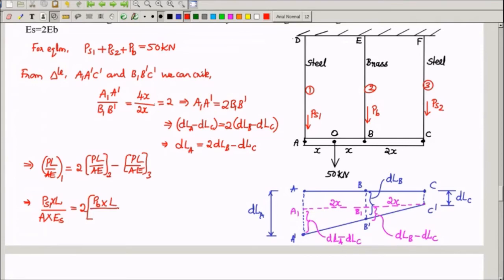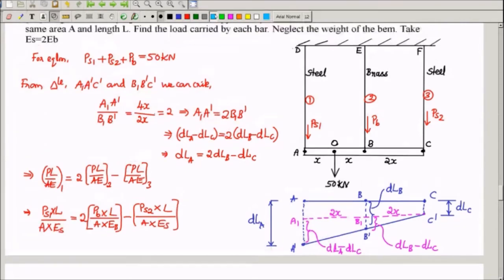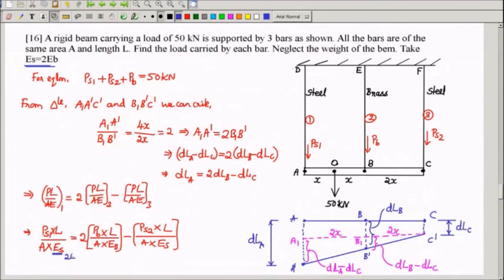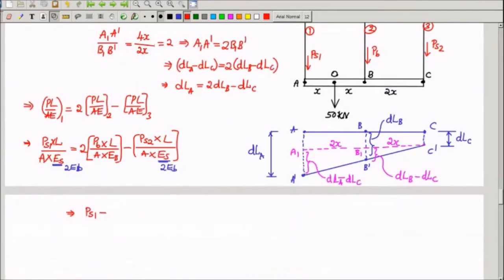Length is L divided by area A into Young's modulus E_B, minus the third portion P_S2 into length L divided by area into E steel. In the problem, he has given that E_S is equal to 2 E_B. So E_S can be written as 2 E_B here, and this can be written as 2 E_B. So E_B becomes common on the left hand side and right hand side, it can be cancelled. L can be cancelled throughout. A can be cancelled throughout. So this equation simplifies and reduces to P_S1 plus P_S2 is equal to 4 into P_B.